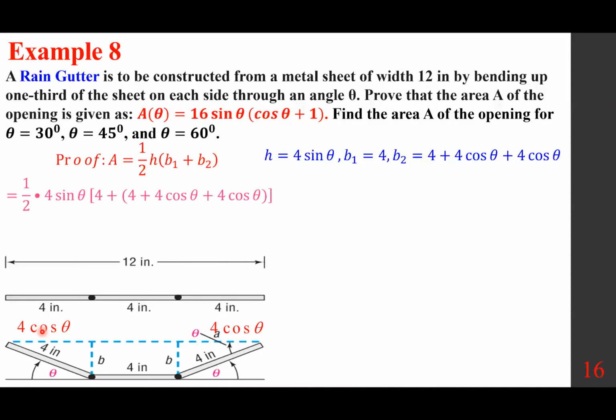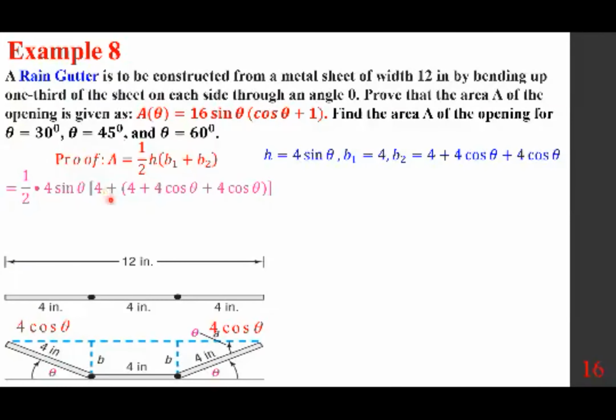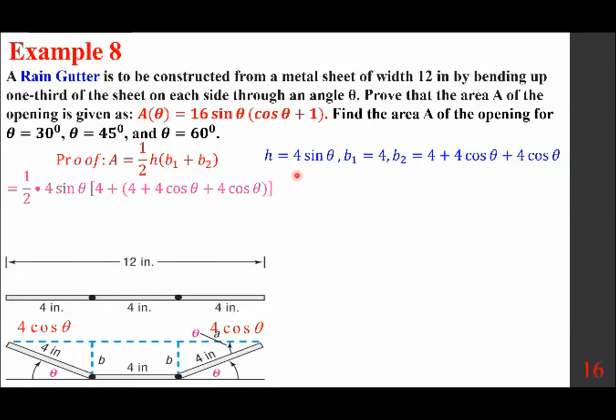According to this formula, area is 1/2 the height, 2 sine theta, times b1, which is 4, plus b2, which is all of those. We are going to simplify.